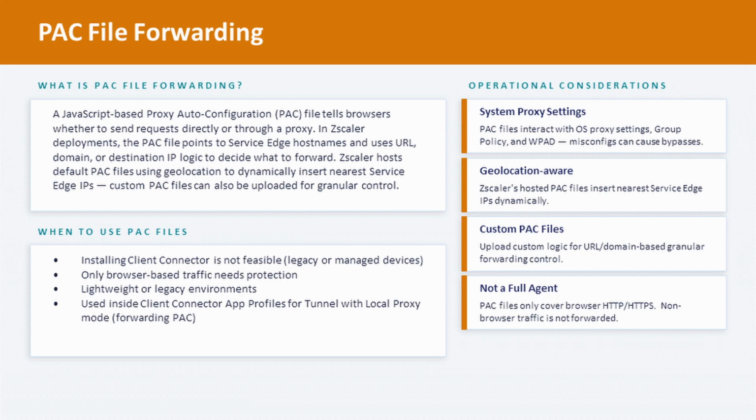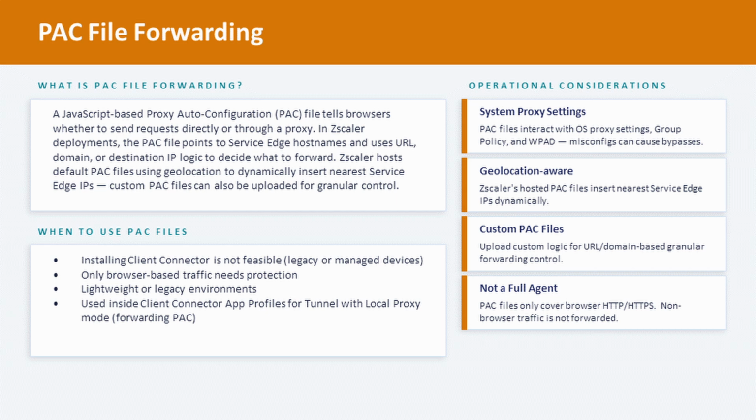Here's how Zscaler makes this smart. When a browser fetches the Zscaler PAC file, Zscaler looks at the public IP of the request to determine the user's geographic location. Based on that, Zscaler generates a customized PAC file containing the IP addresses of the nearest service edges. A user in Singapore gets service edges near Singapore. A user in New York gets service edges on the East Coast. This geolocation happens automatically. No administrator configuration needed per user.